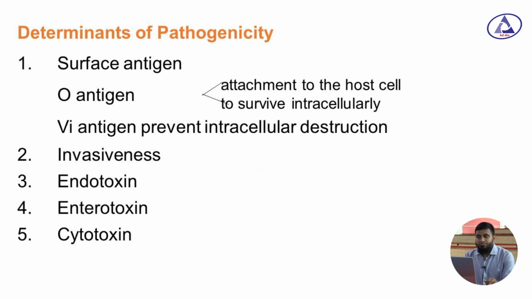Now the determinants of pathogenicity. The surface antigens such as the O antigen help in attachment to the host cell, and the Vi antigen prevents intracellular destruction within the phagosome. Other factors are the invasiveness of Salmonella, production of exotoxins such as enterotoxin and cytotoxin, as well as release of endotoxin. These are the determinants of pathogenesis of Salmonella.